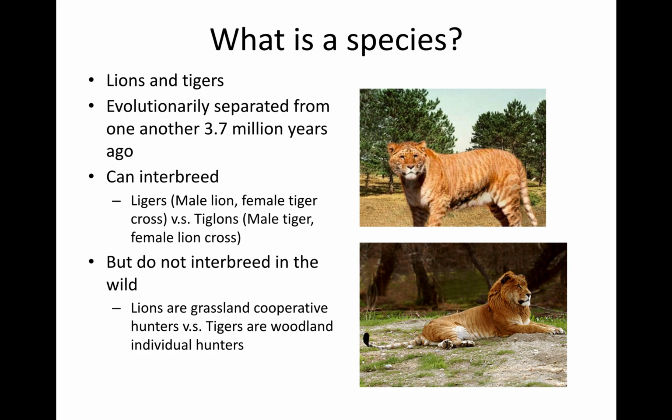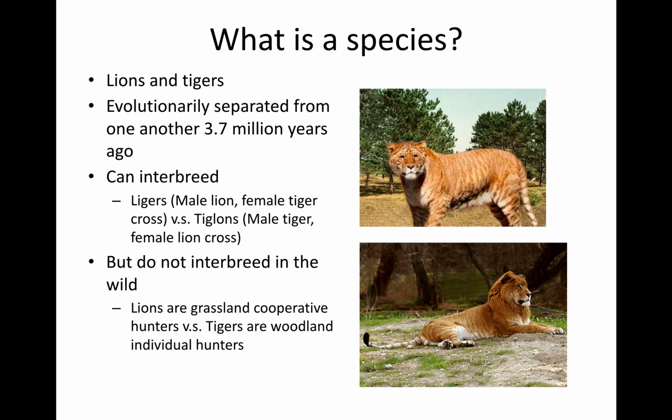Evolutionarily, they've been separated from one another for about 3.7 million years. That means they divided away from each other 3.7 million years ago. They can interbreed, so that would make them kind of a breeding species, but when they do interbreed, it's usually because they're in captivity and in a forced situation.